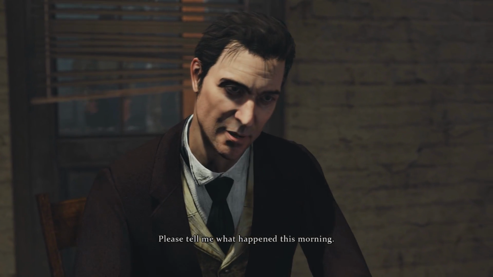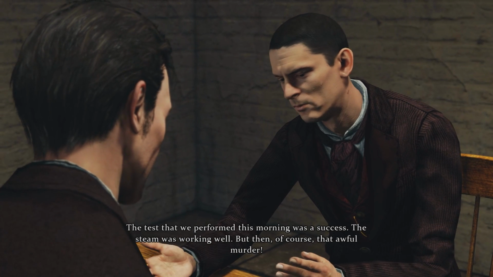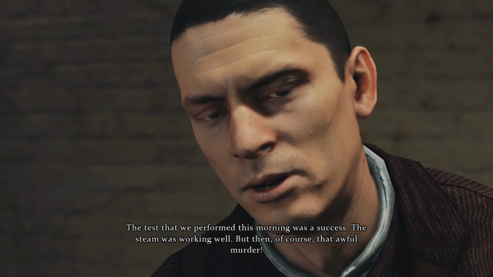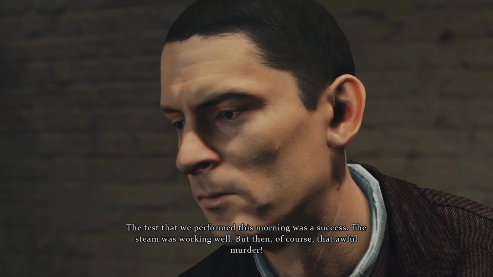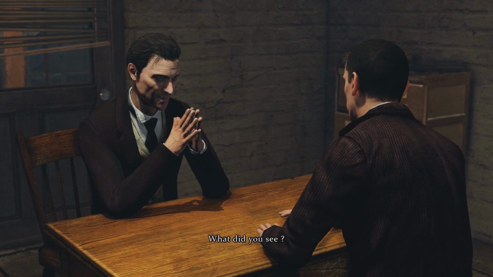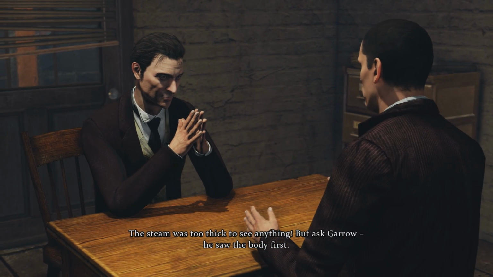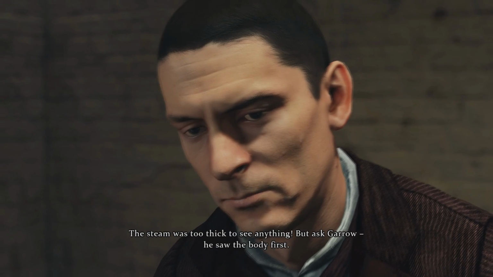How about the murder? Please tell me what happened this morning. The test that we performed this morning was a success. The steam was working well. But then, of course, that awful murder. What did you see? The steam was too thick to see anything. But ask Garrow. He saw the body first.